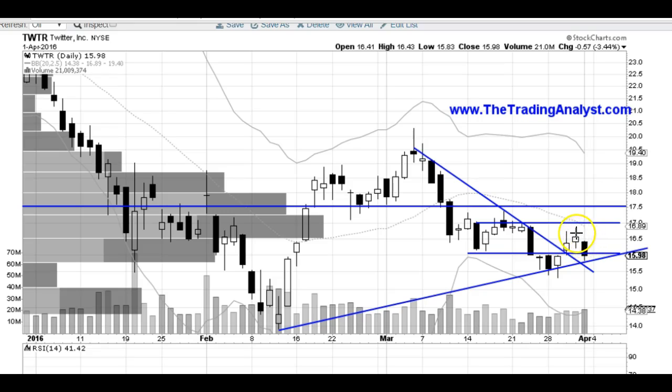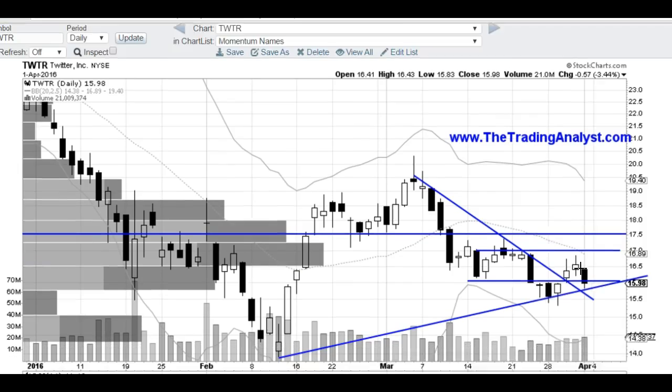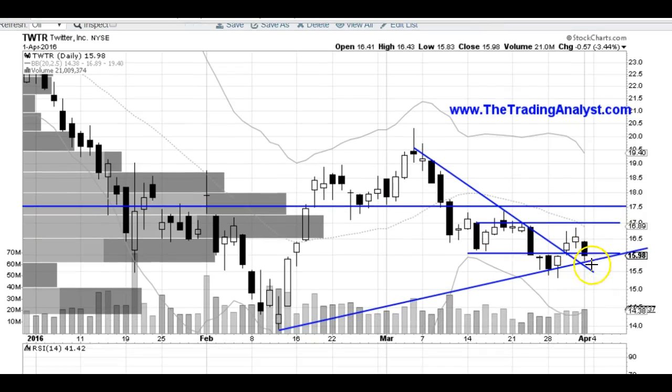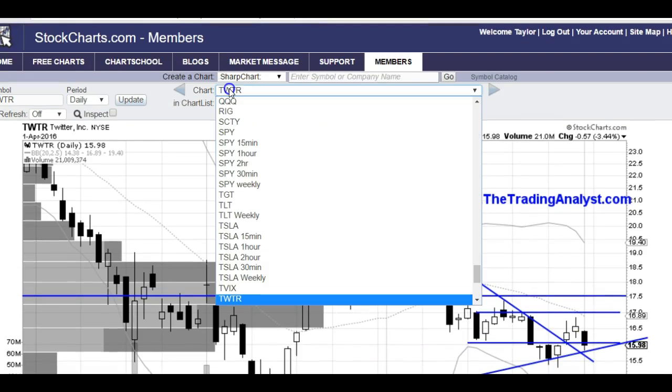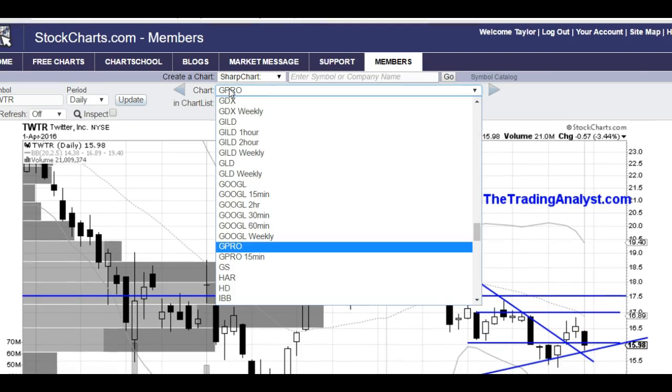And again, we do have a gap that still needs to get filled right around 1655. That was from the gap down on Friday. So I do lean bullish on Twitter from here. If it breaks below that uptrend line support, then I no longer like that for a long play.